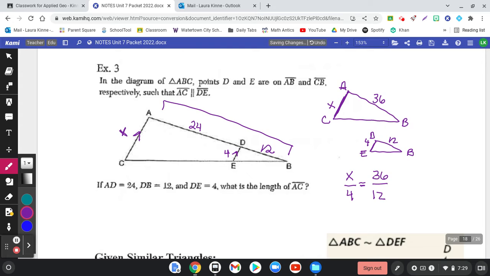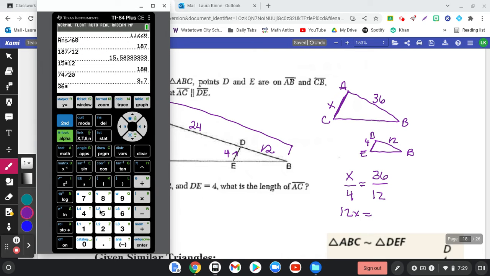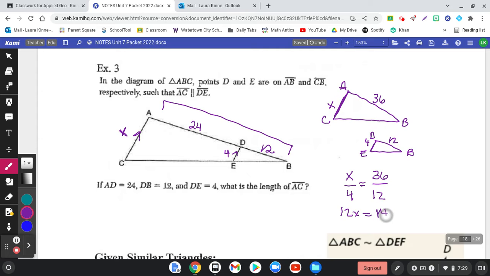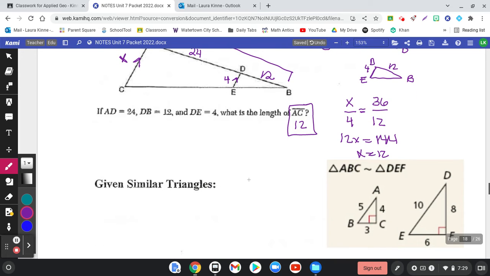And you may see the relationship right now. You're dividing by 3. So x is going to be 12, but let's just cross multiply and see. 12x equals 36 times 4, which is 144. And when you divide that by 12, you do get 12. So the length of AC is 12. Okay? So again, it is helpful to draw out those triangles. Take the time to do it.